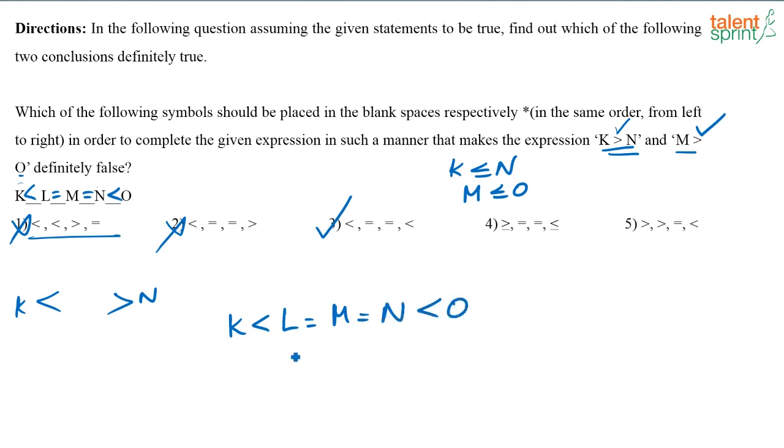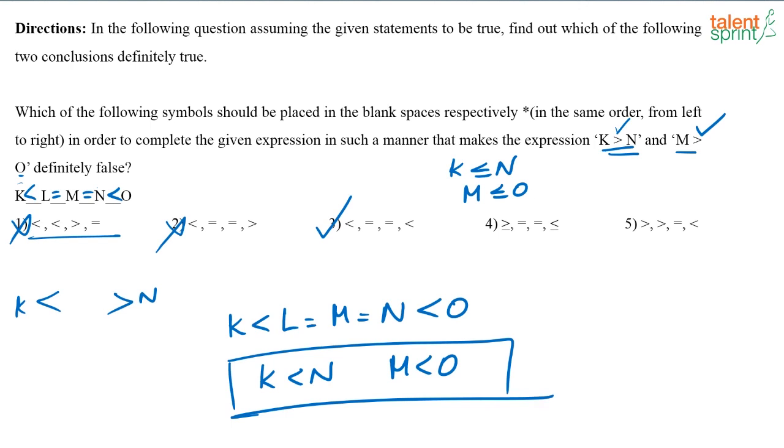So that means here K becomes less than N and M becomes less than O. So option 3 is your correct answer. You just have to eliminate the remaining options and arrive at the correct answer option.